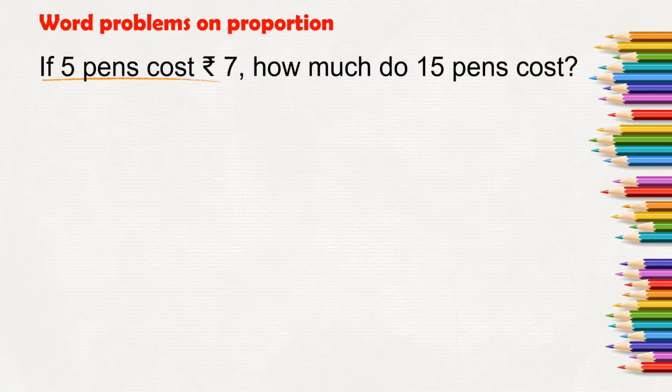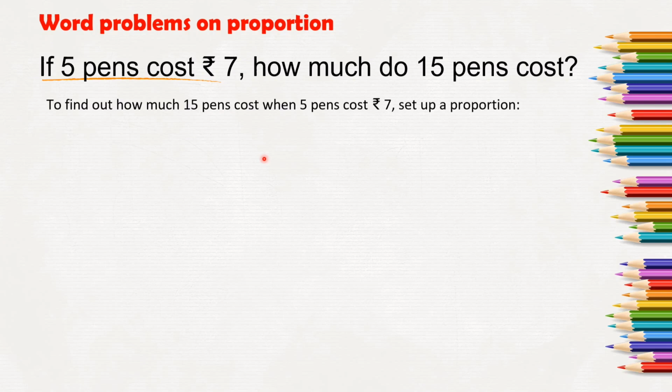If 5 pence cost rupees 7, how much do 15 pence cost? They've given the cost of 5 pence. We'll have to find the cost of 15 pence. So here, to find out how much 15 pence cost, when 5 pence cost rupees 7, we have to find out the proportion, right? So here 5 pence cost rupees 7.